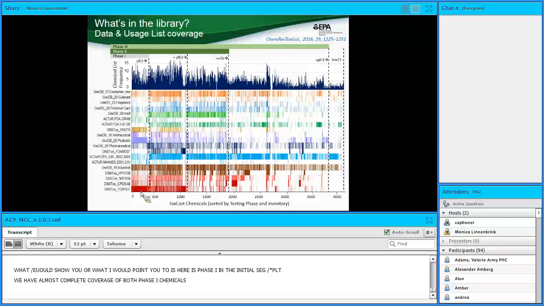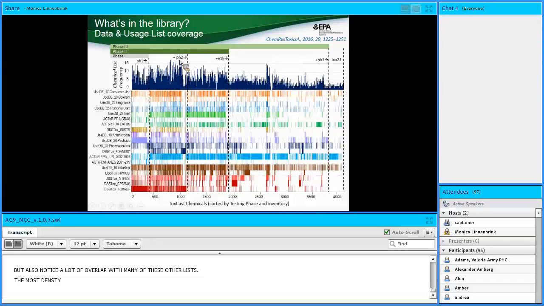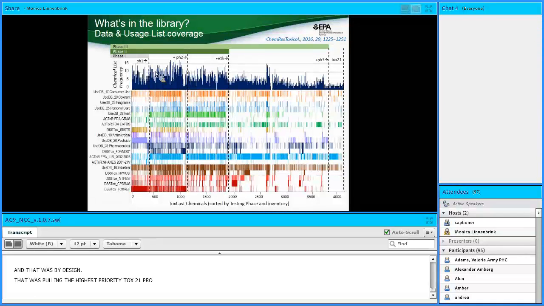Those are primarily data-rich pesticides that were incorporated and taken from ToxRef DB. So you can see almost full coverage in the pesticide and ToxRef, but also notice a lot of overlap with many of these other lists. The most density in this plot occurs in the phase 1, phase 2 inventories, and that was by design. That was pulling the highest priority Tox21 procured chemicals, moving those into this higher throughput coverage of assay testing.